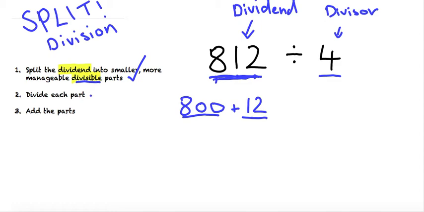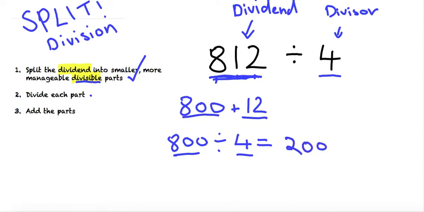Divide each part. Okay, let's divide each part. So 800 divided by 4 will give us, well, I always like to think of these as multiplication. I like to think backwards. So something multiplied by 4 gives me 800. Well, I know something times 4 will give me 8. I know that 2 times 4 gives me 8. So wouldn't 200 times 4 give me 800? Yes. And then 800 divided by 4 is 200.